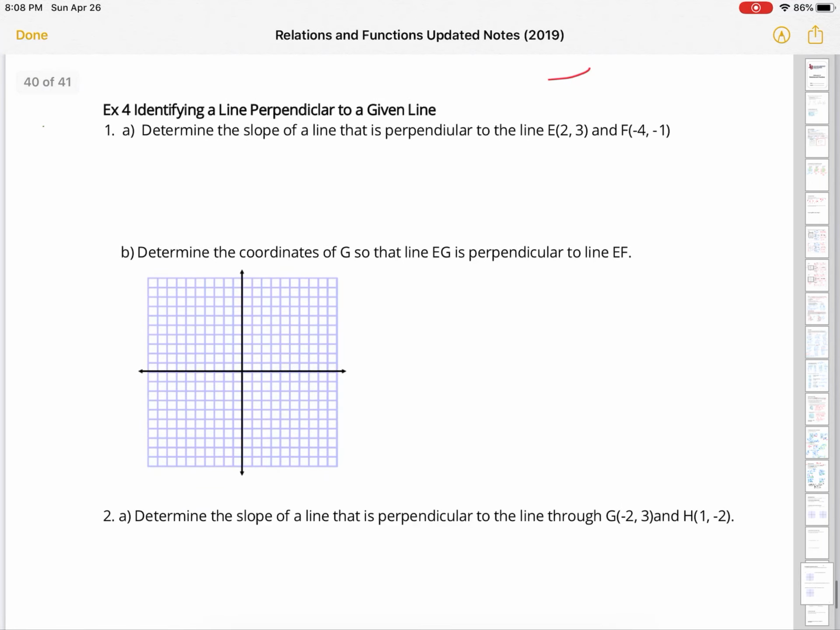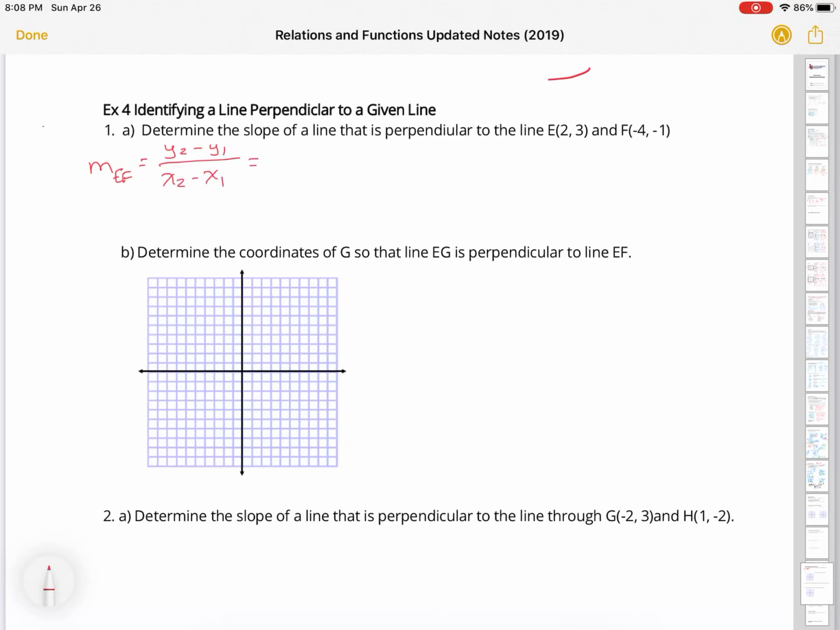Okay. Let's do a little more examples here. Identifying a line perpendicular to a given line. So, determine the slope of a line that is perpendicular to the line EF that has the points E, 2, 3, and F, -4, -1. So let's find the slope of EF, and then we can find the slope of the perpendicular line.